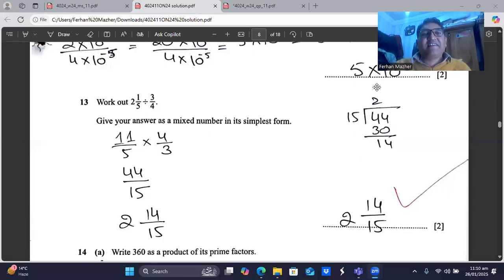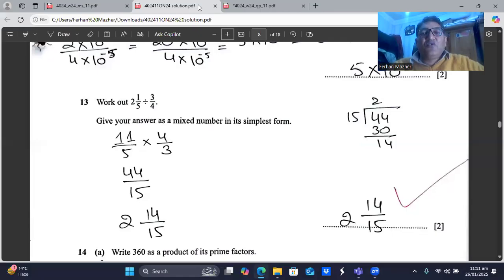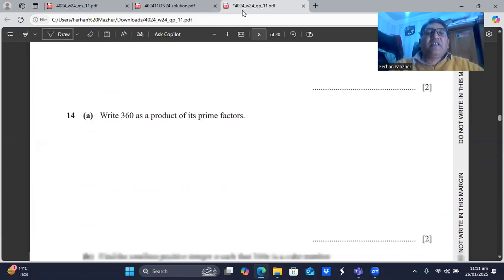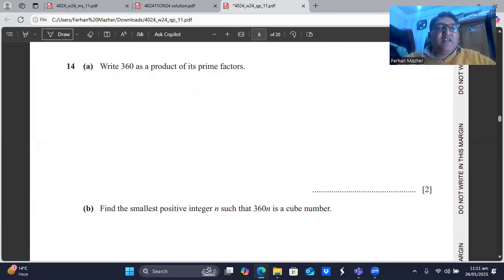So we will check its answer. The answer is 2 whole 14 by 15. So 2 whole 14 by 15 is the right answer, sir. So we are going to the next question, and the next question coming up on your screen is question number 14. And it says, write 360 as a product of its prime factors.